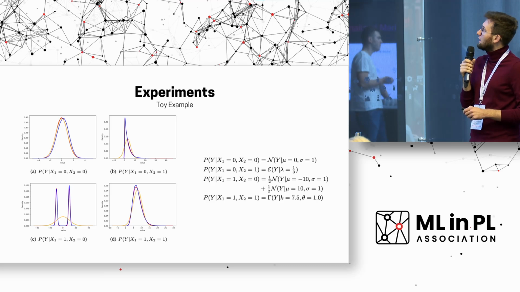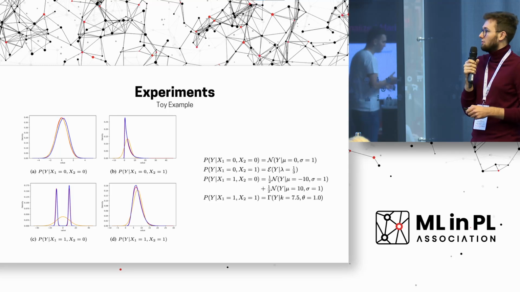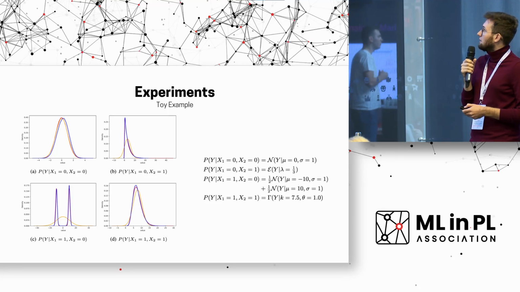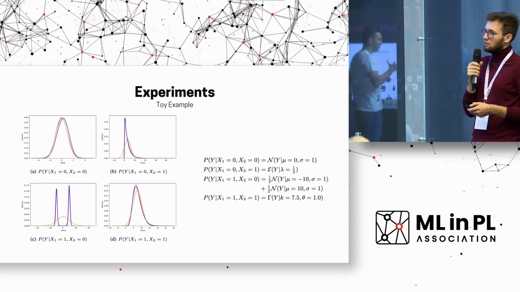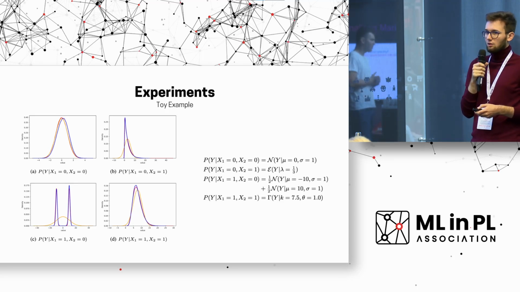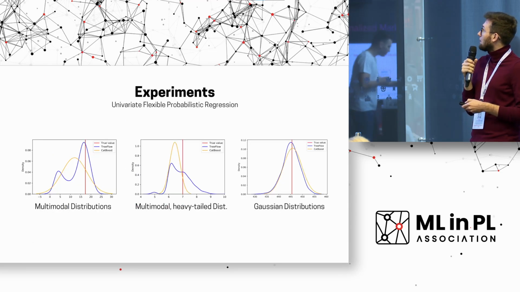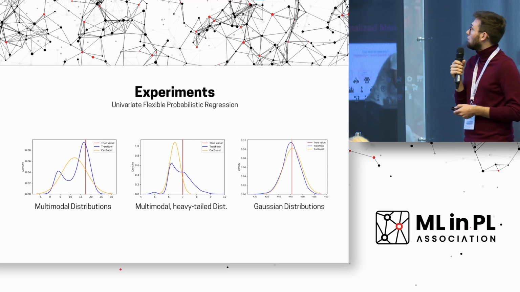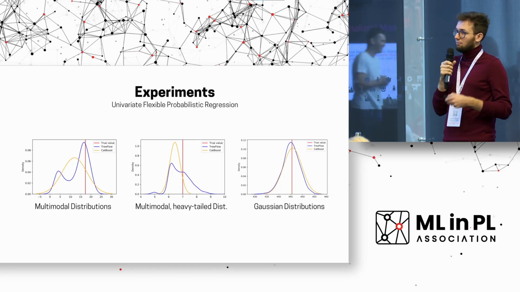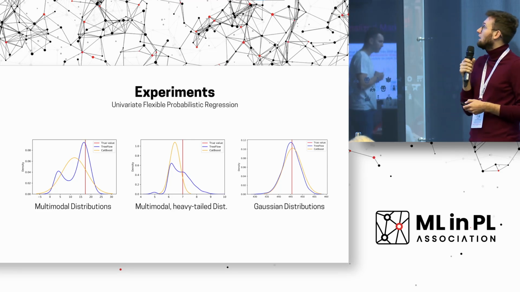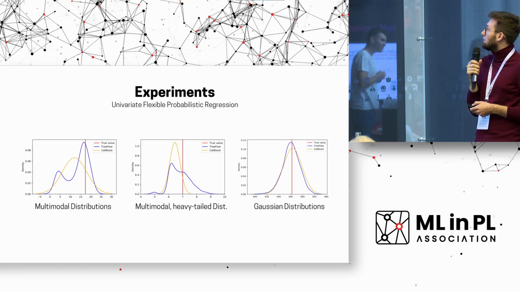In yellow again is CatBoost, which models everything as a Gaussian distribution because that is the assumption of the method. For Treeflow, we can see that the distributions are very similar to the underlying ones, so it is finding the true target distribution underlying the data set. So let's move forward to the broader experiments for univariate probabilistic regression.